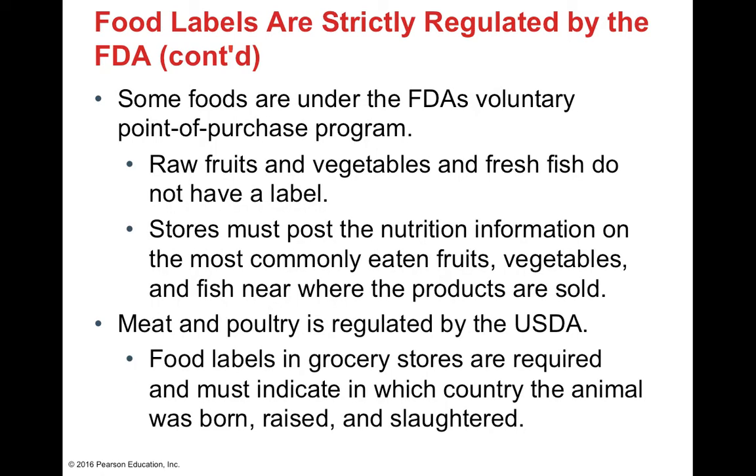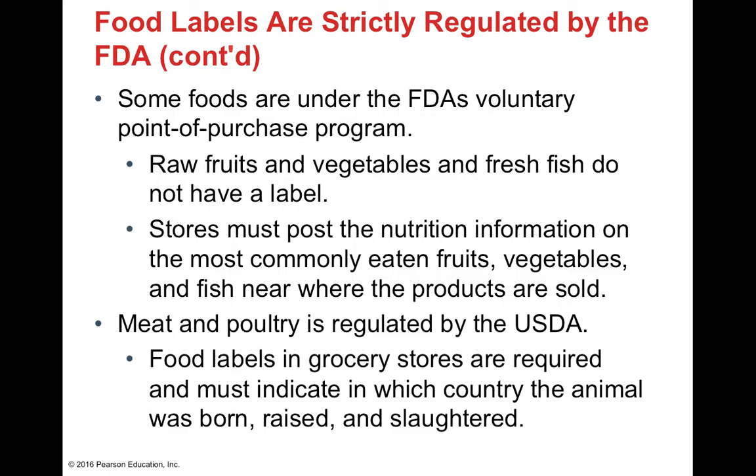So some things are under a voluntary point of purchase, so some things don't have those labels on them, things like raw fruits and vegetables and fresh fish. But the stores post the nutrition information on the commonly eaten foods nearby where the products are sold. So if you're in the grocery store, no, you can't find the daily information values on that apple. But if you look somewhere, there's posted information on the average apple.